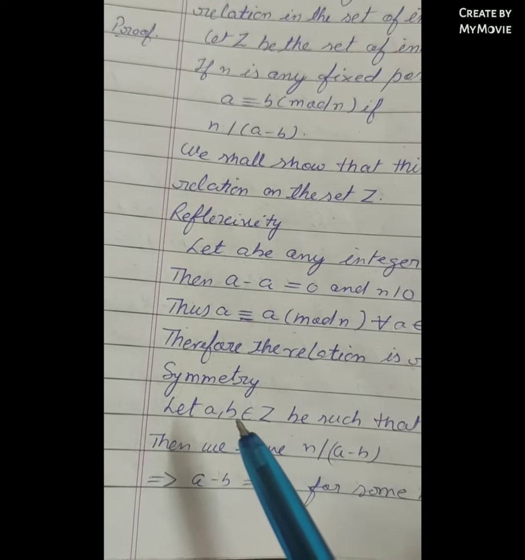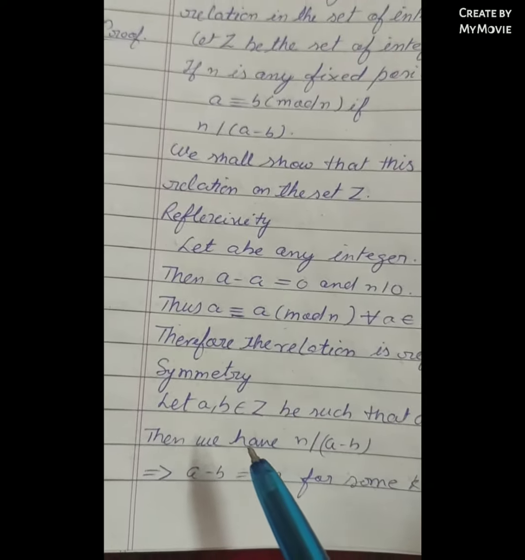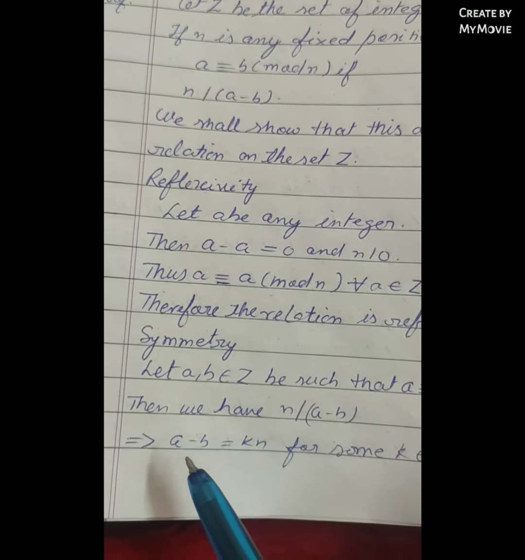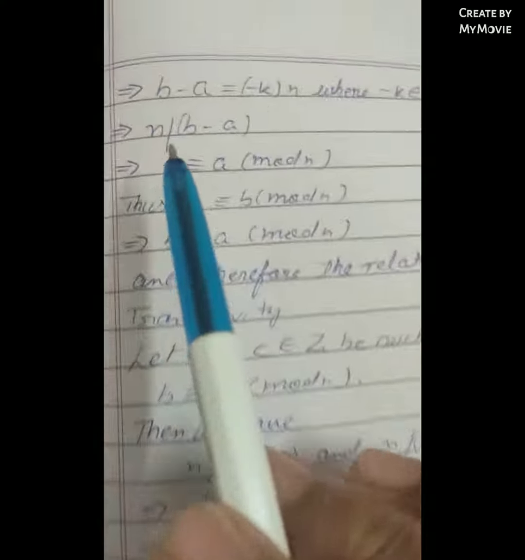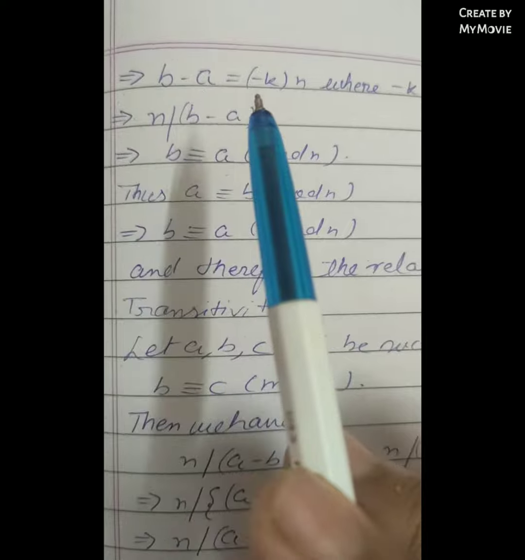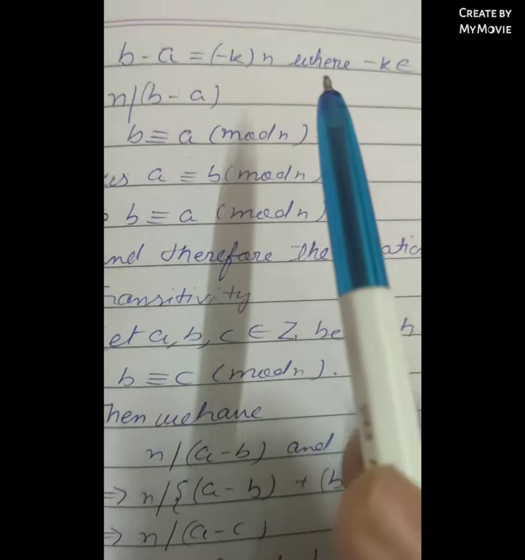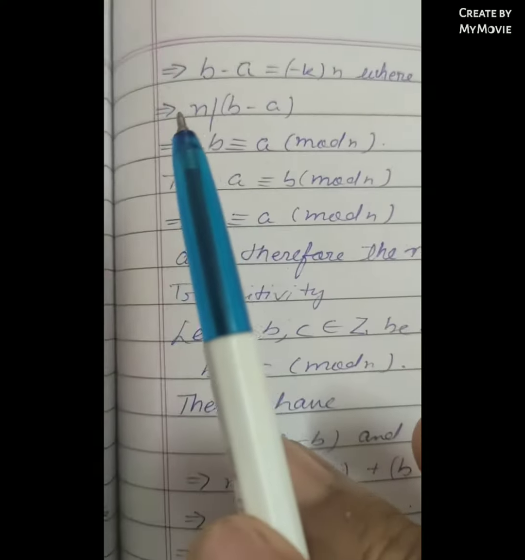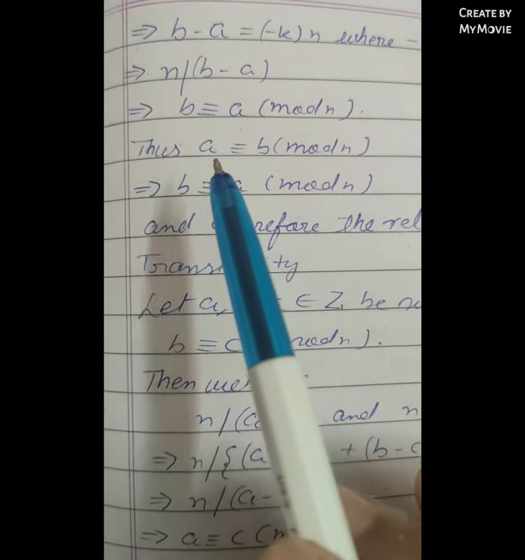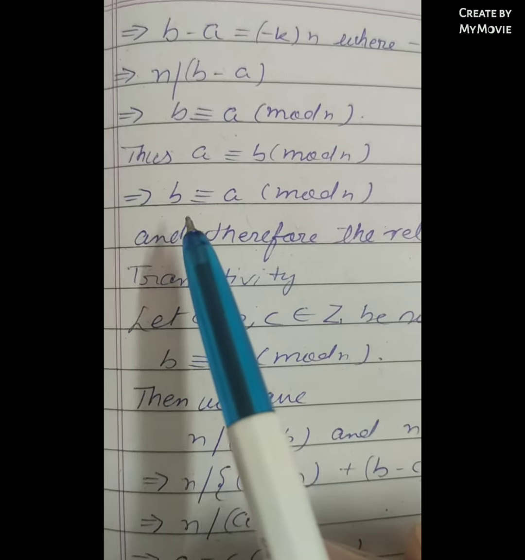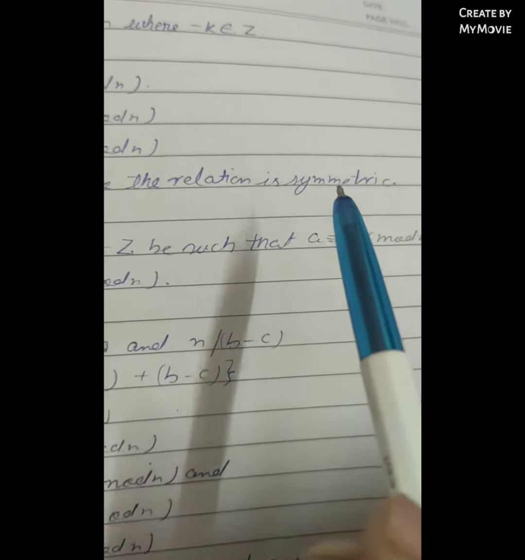Now symmetry. If a and b belong to Z such that a is congruent to b modulo n, then we have n divides a minus b, which implies a minus b is equal to kn for some integer k belonging to Z, which implies b minus a is equal to (minus k) n, where minus k belongs to Z. So n divides b minus a, which implies b is congruent to a modulo n. Thus a is congruent to b modulo n implies b is congruent to a modulo n, and therefore the relation is symmetric.